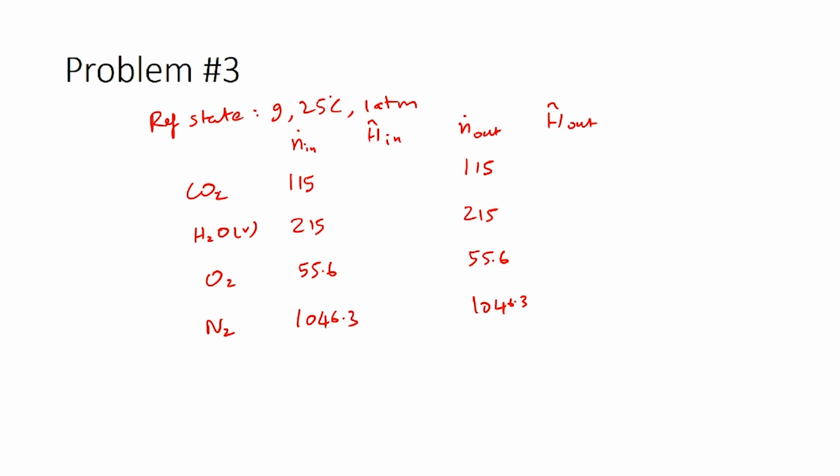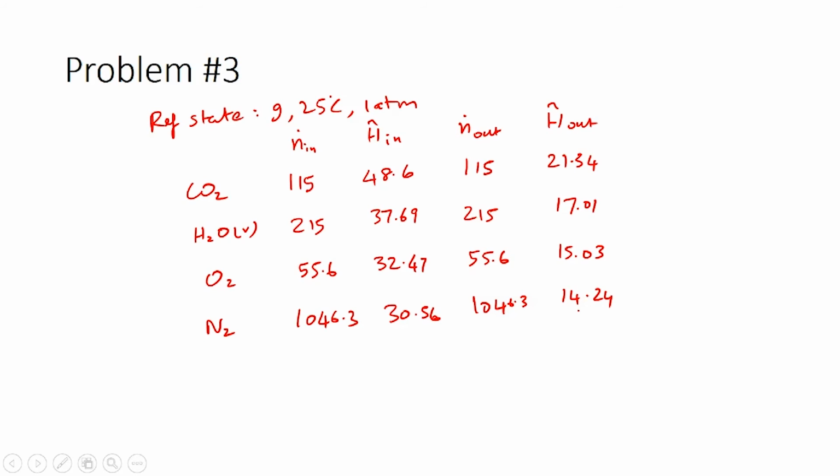So, you have carbon dioxide and water vapor, oxygen and nitrogen all entering at 1000 degrees Celsius. All these values have to be looked up in the enthalpy table for combustion gases. If we look up these values, they are given as 48.6, 37.69, 32.47, 30.56 and 21.34, 17.01, 15.03 and 14.24. So, this gives us the enthalpy table.